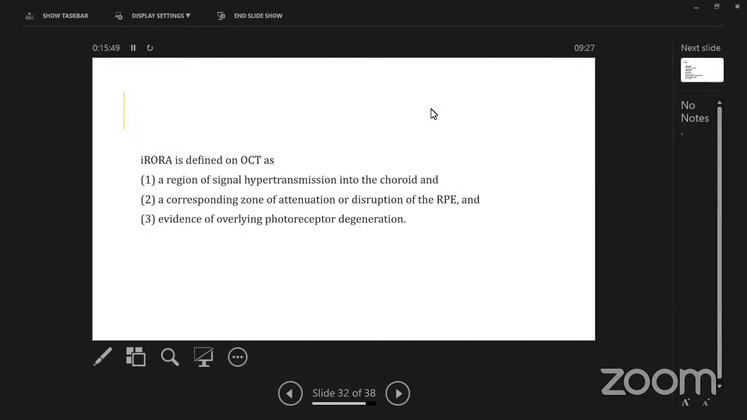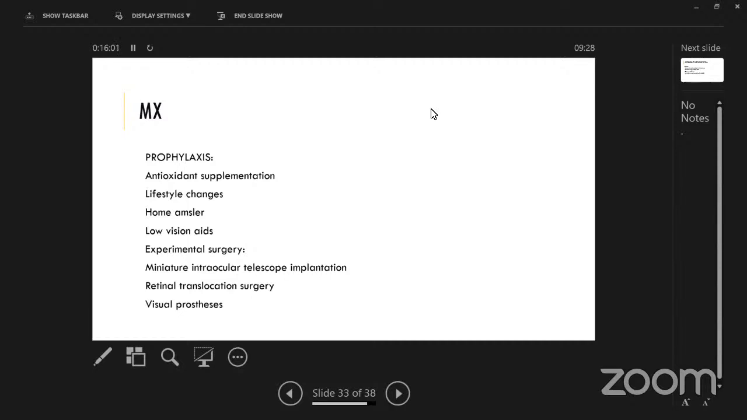Similar to the CRORA, a region of signal hypertransmission into the choroid, a corresponding zone of attenuation or disruption of the RPE, and evidence of overlying photoreceptor degeneration, all being less than 250 microns.